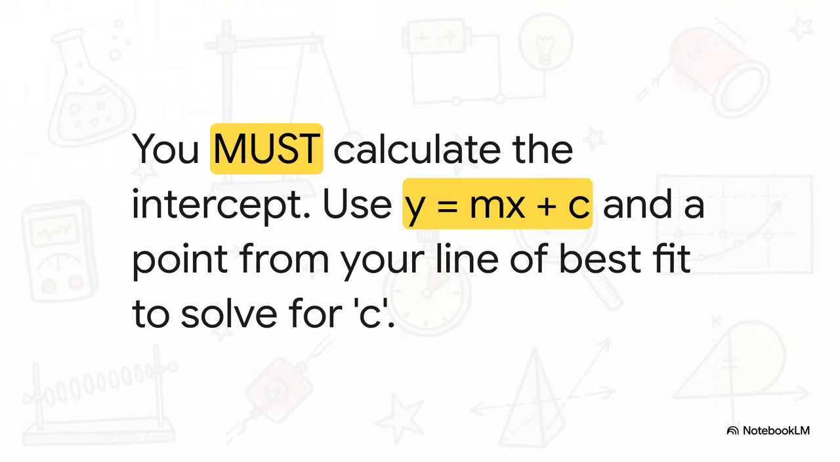So what's the right way? You have to calculate it. Simple as that. Once you have your gradient, your m, you just pick a point from your line of best fit. Substitute those coordinates into y equals mx plus c and solve for c. It is the only way to get that mark.